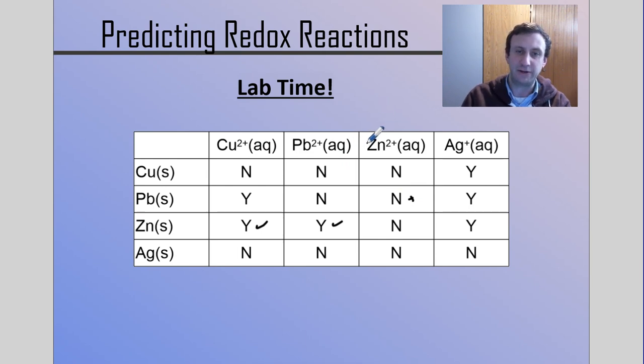Now let's quickly take a look, and you try to figure out, is the top or the side the OA, the oxidizing agent? So in other words, which would get reduced? Would the top things reduce, copper-2, lead-2, zinc, and silver? Or would the side elements get reduced?